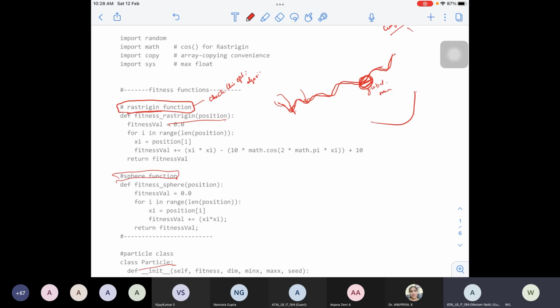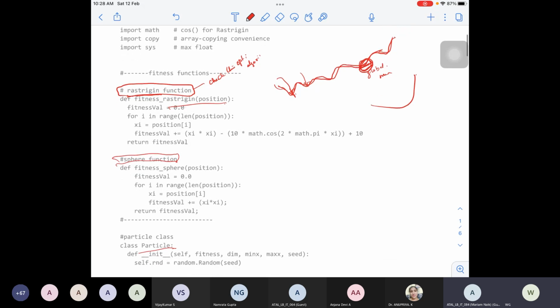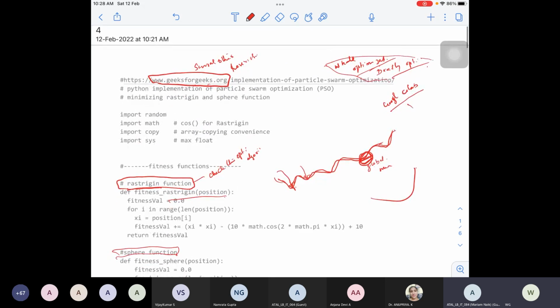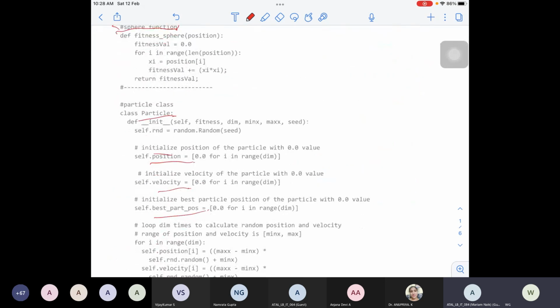So there are several functions which you can also try in order to check these programs, right? Because these are naive programs, they may not work well for every function. So the Rastrigin function is one function. Then, as we already saw, the sphere function. Then we have something called the Ackley function, right?